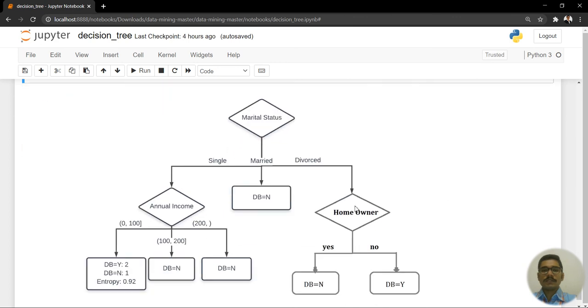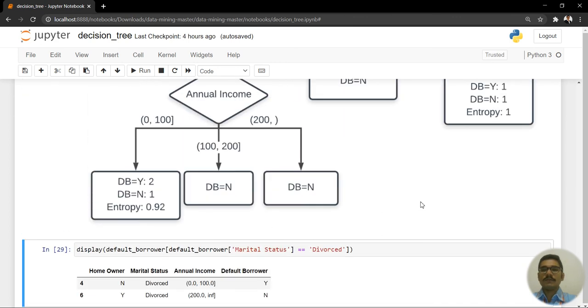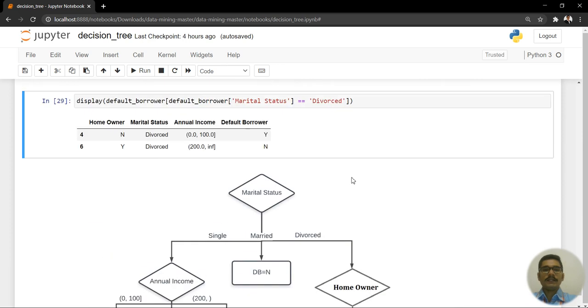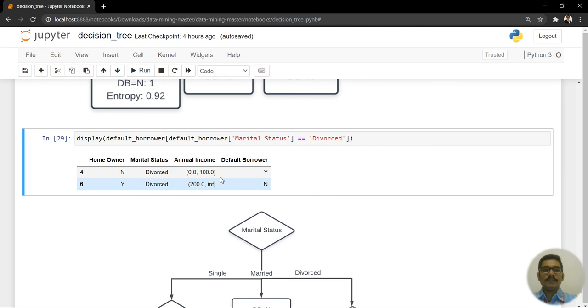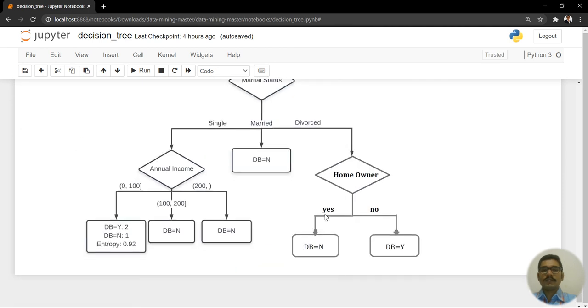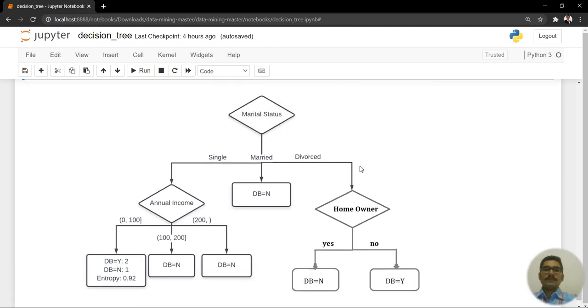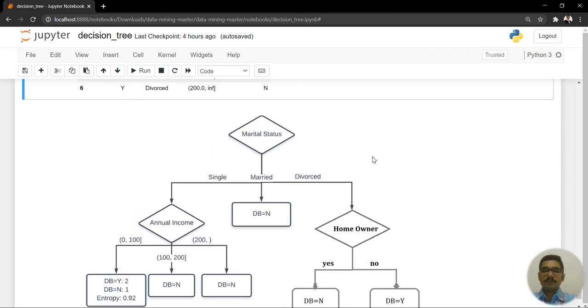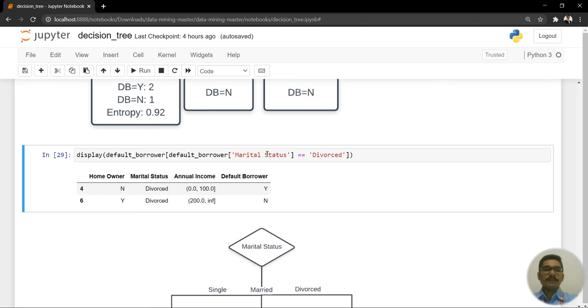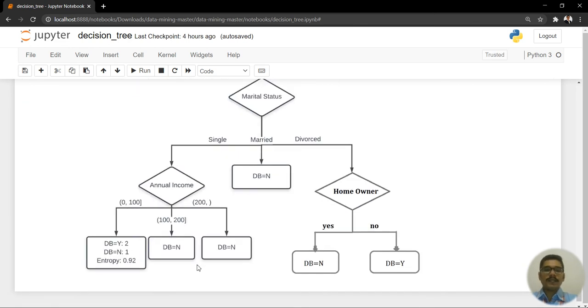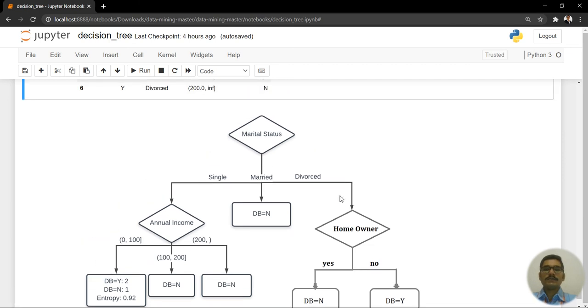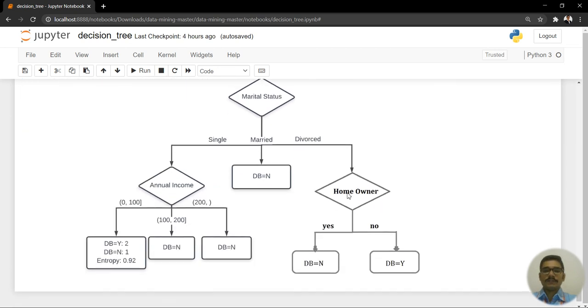Okay, so the left out attribute, that is our homeowner, will go to this part, and we check. For homeowner no, we have defaulted borrower equal to yes, and for homeowner yes, we have defaulted borrower equal to no. So this is how my final decision tree looks, and if I had more attributes, then I could have made a split here, and then I would build my tree. But the main idea is to get homogeneous nodes at each level, so that gives you perfect classification.